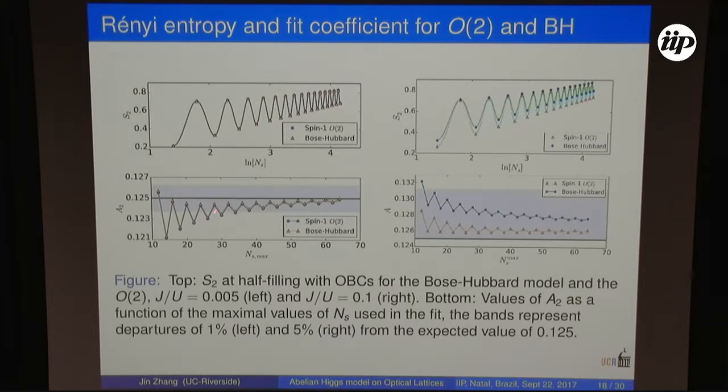Bound dimension? Oh, yeah. We didn't fix the bound dimension. We keep increasing the bound dimension until the truncation error is less than 10 to the negative 10. For periodic boundary condition, for the longest system, the bound dimension is on the order of 1,000. But for open boundary condition, it's several hundred. It's much smaller.